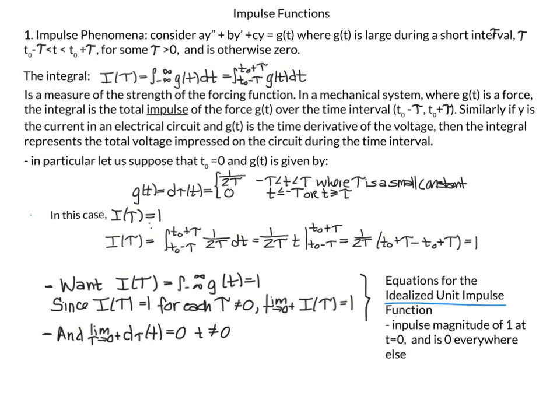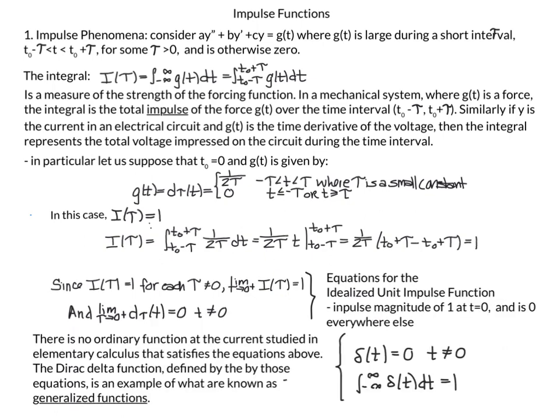And the second thing is we want our integral, at the same time that the Dirac delta is approaching 0, our integral from -infinity to infinity should equal 1. But since we found our integral here is equal to 1, that means the limit as tau approaches 0 is also equal to 1. And I've rewritten those conditions here, and there is no ordinary function that you've currently studied in elementary calculus that satisfies these conditions. So we define our new function called the Dirac delta function, and it's defined by these two conditions here.